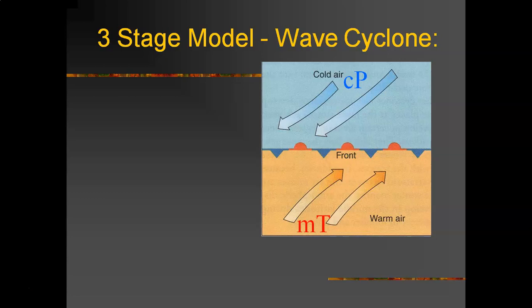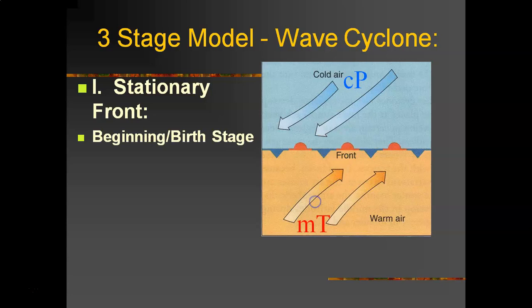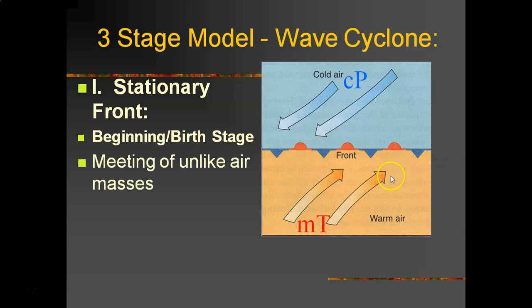And I'm going to have a three-stage model. And in this three-stage model, we're going to incorporate all four types of fronts that I introduced. And I'm going to begin with a stationary front. And this is like the birth or the beginning stage. And the way you get this whole low pressure system going is by the meeting of unlike air masses. And so what I wanted to show you is that neither is advancing at this moment.